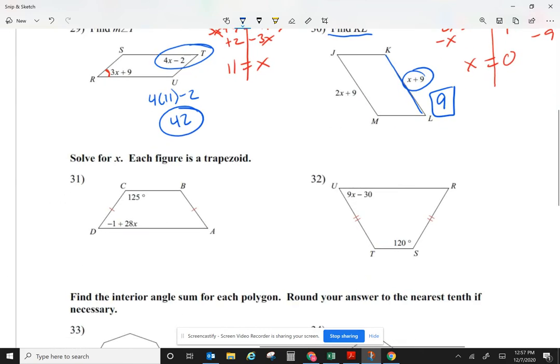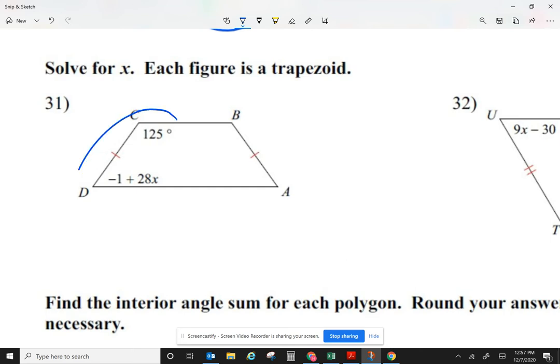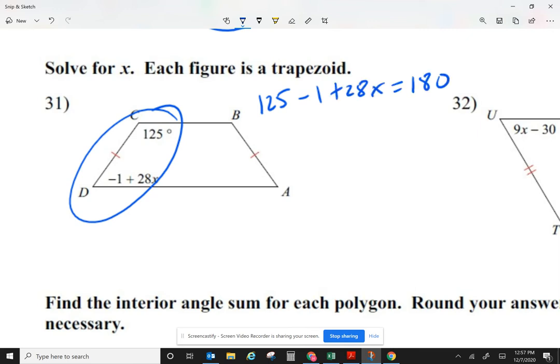Okay. Now let's take a look at trapezoids. On trapezoids, these two angles must add up to 180. Okay, so I'm just going to say that 125 minus 1 plus 28x equals 180. Those two angles must add up to 180. Let me separate them through the equal sign, so I have the 28x plus 124 is equal to 180.